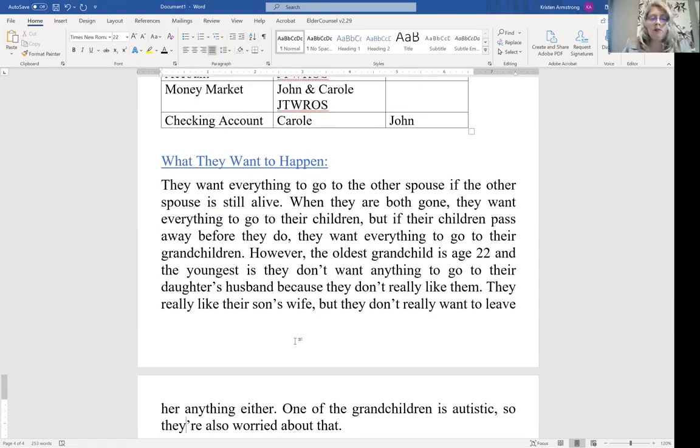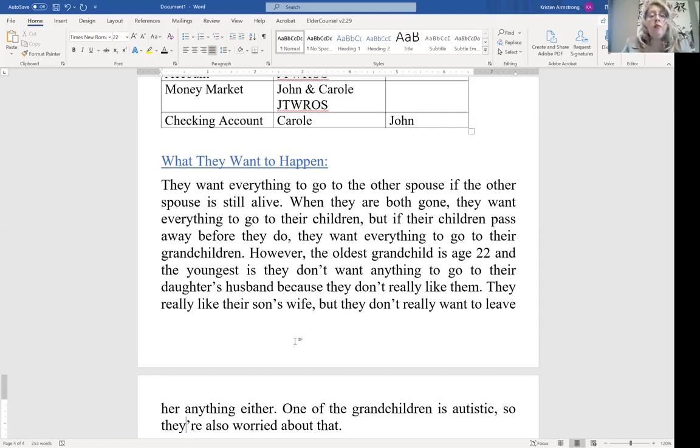Here are their goals. They want everything to go to the other spouse if the other spouse is still alive. Thus, if Carol's still alive, John wants his stuff to go to Carol. If John is still alive, she wants everything of hers to go to John. When they are both gone, they want everything to go to their children. But if their children pass away before they do, then they want it to go to their grandchildren. So let's say that their daughter, Susie, dies before John dies. Then they want Susie's kids to be the beneficiary.